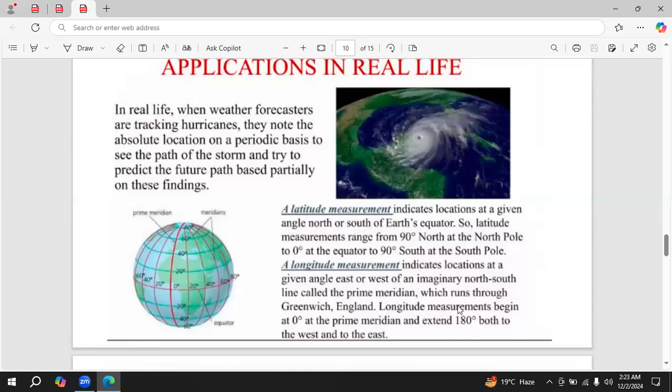So these are a few real life applications of the Cartesian coordinate system or coordinate space.